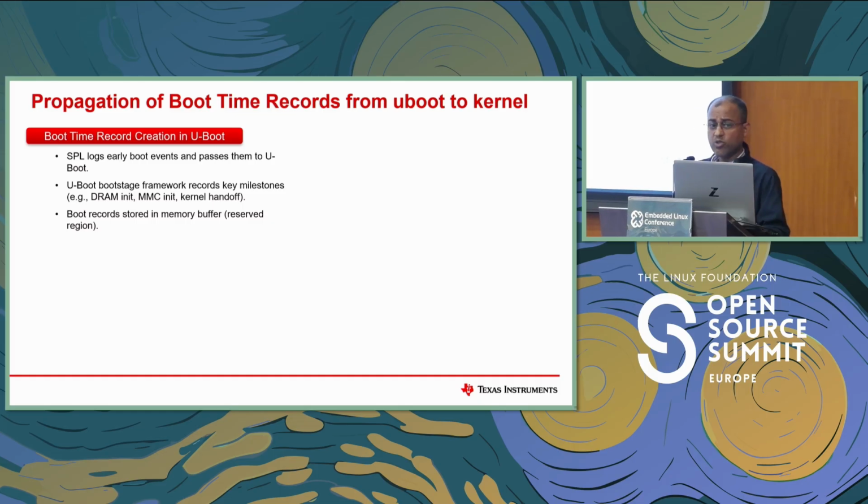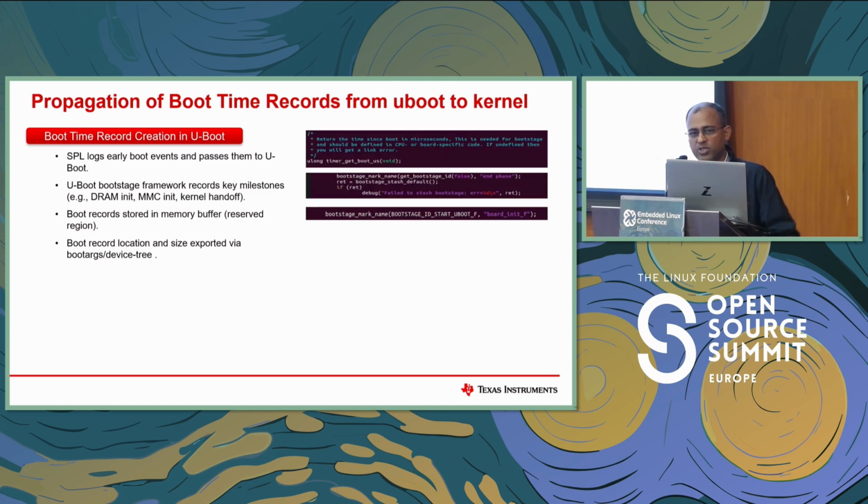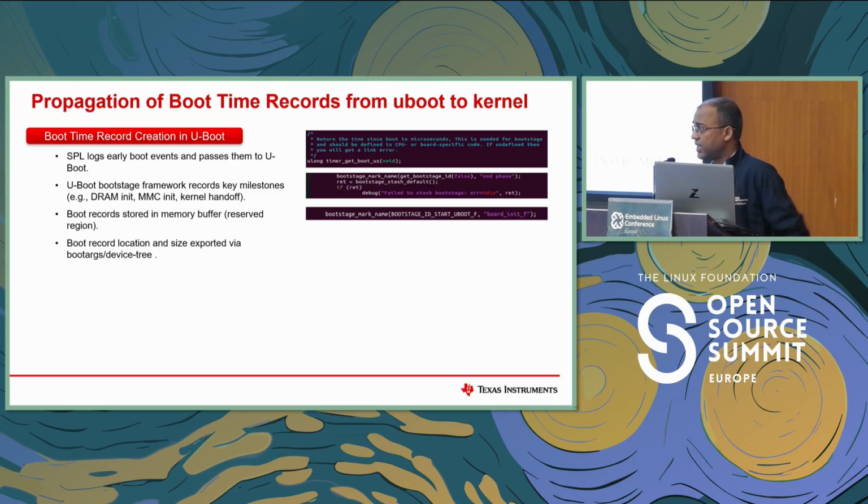And then basically these records will be stored in the memory buffer, whatever reserved region, right? As I said, this boot record location and size is exported via the boot aux or device tree. Here is a snapshot. As I said, it uses the timer get boot US. It's an architecture-agnostic API, so you can hook in whatever platform architecture you are working on. You can implement your own methods over there, so that you get the exact time.